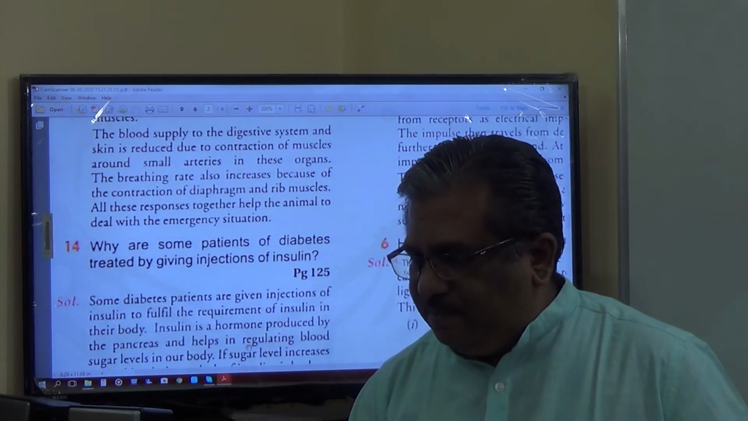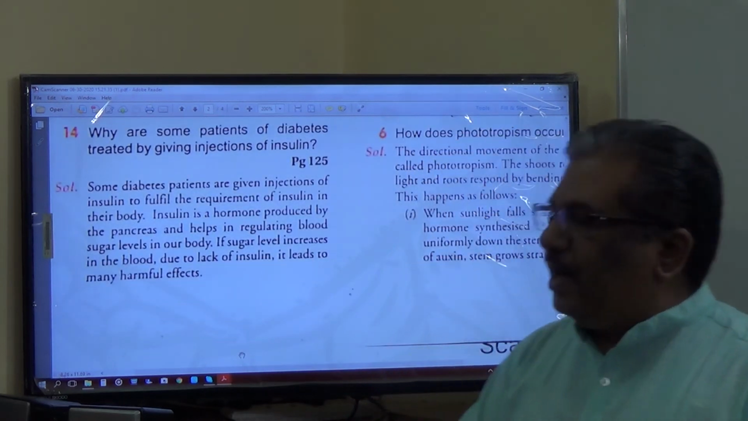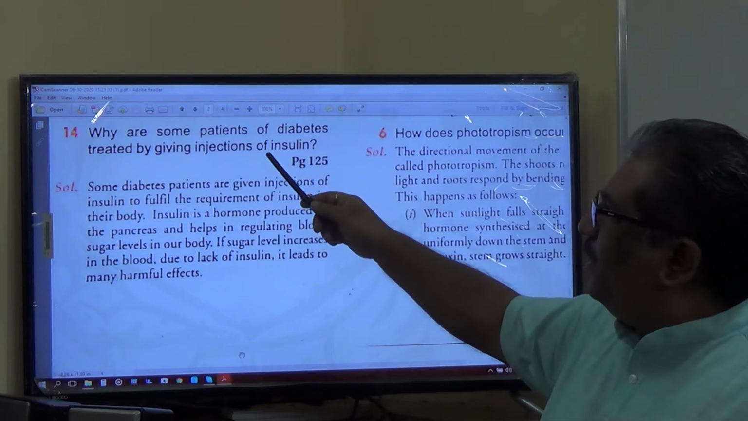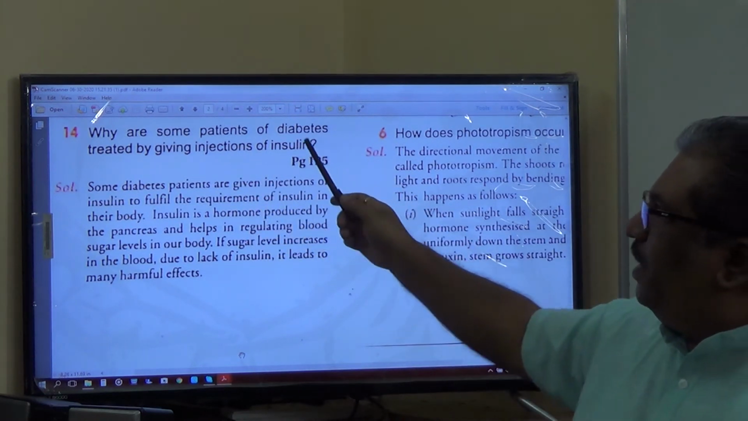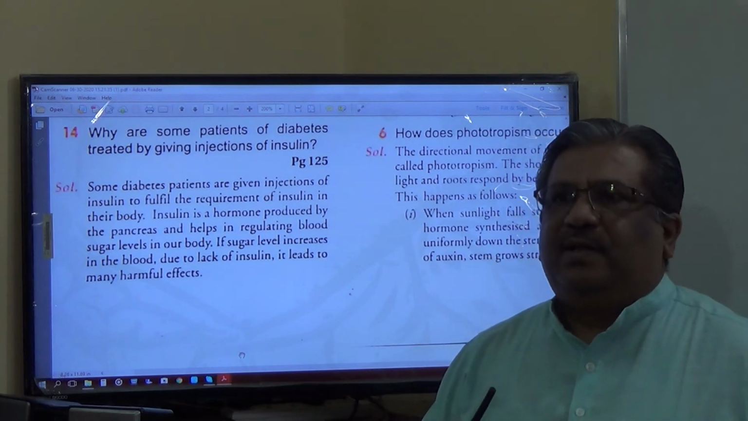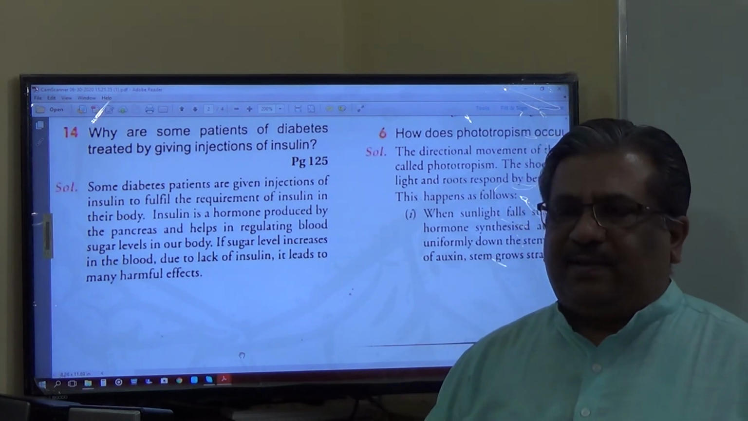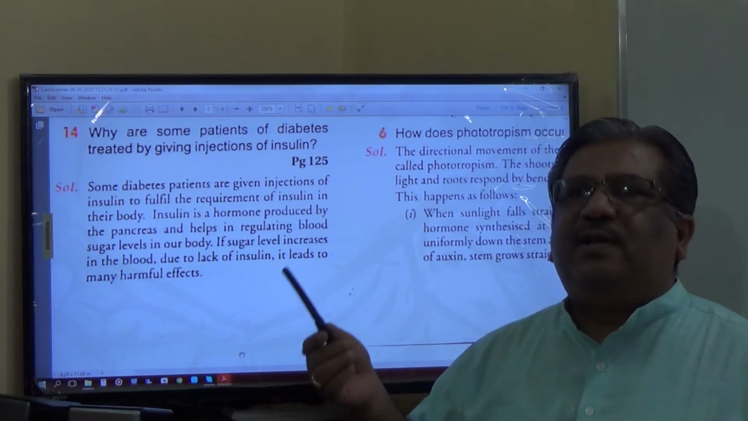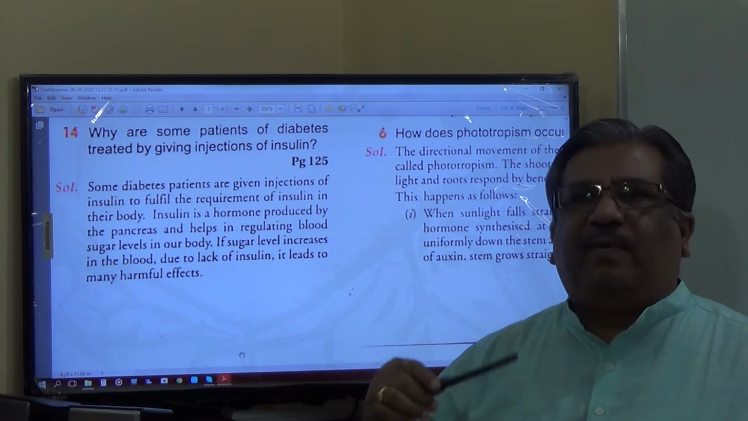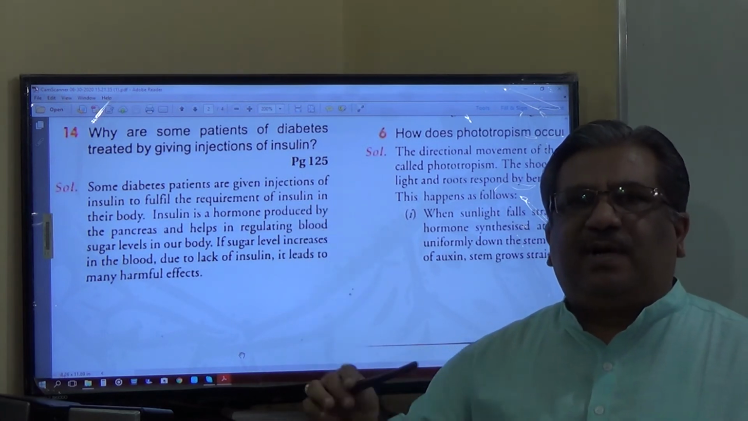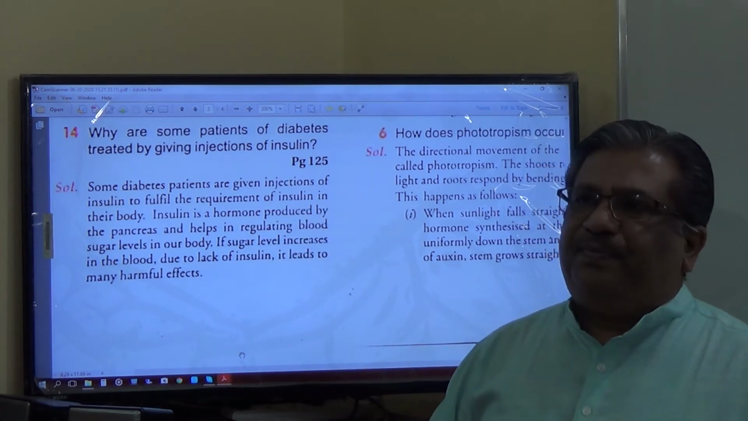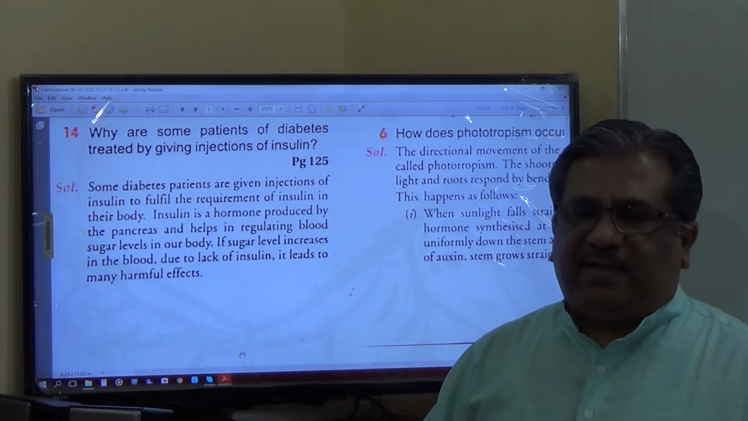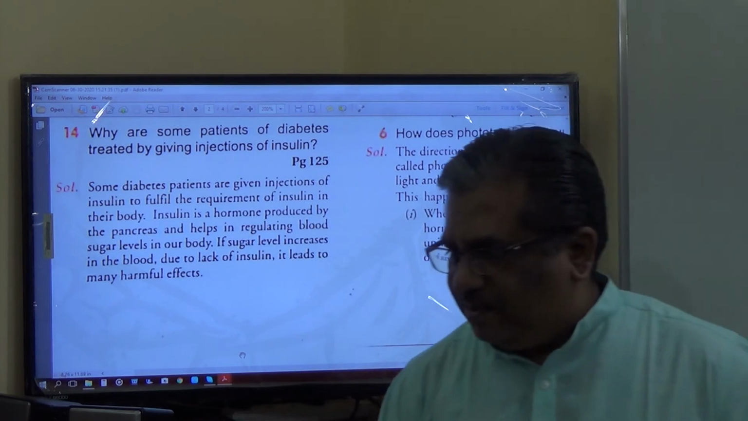Thirteenth over. Why are some patients of diabetes treated by giving injections of insulin? In diabetic patients, the secretion of insulin decreases, and if the blood sugar level increases, then additional insulin is provided to them in the form of injections so that the blood sugar level comes under control. Excess blood sugar level leads to harmful effects, and that is the answer for this question.